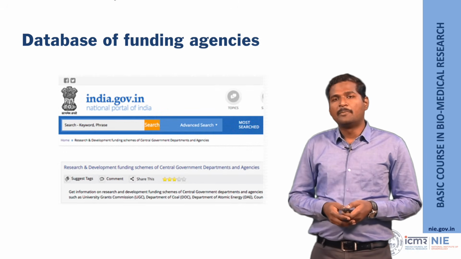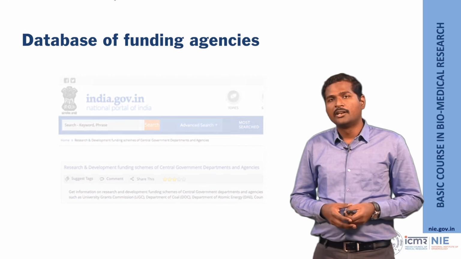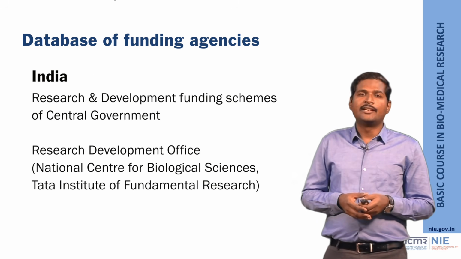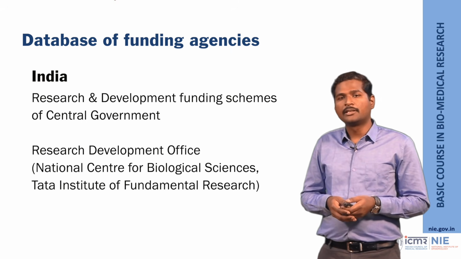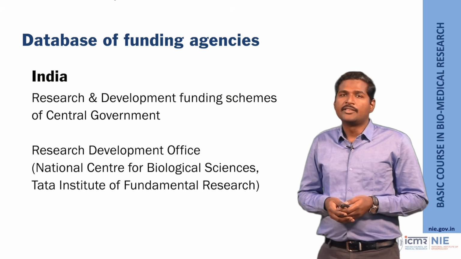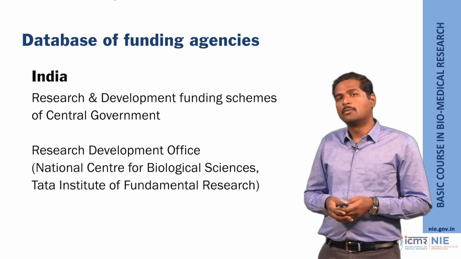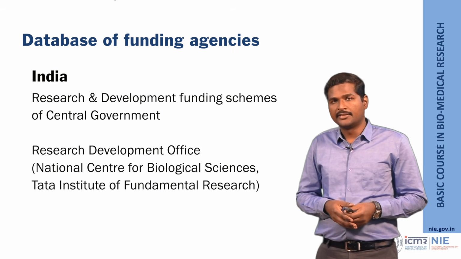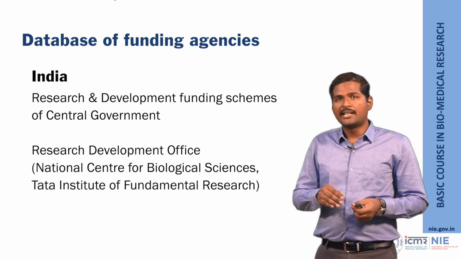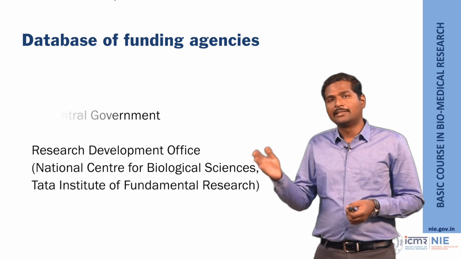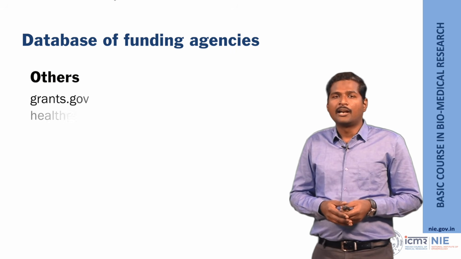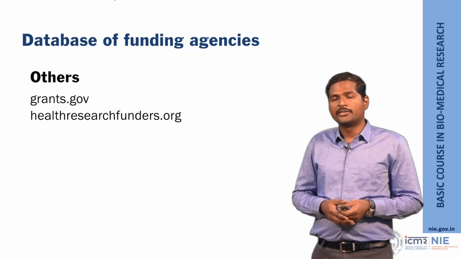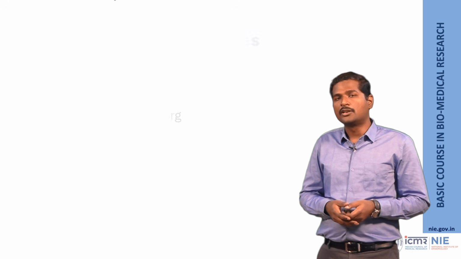These are some databases where you get information about funding agencies in one place. In India, you can look at the research and development funding schemes of central government, and you can look at the research development office of the National Center for Biological Sciences. So these are databases of different funding agencies. If you visit them, the different funding agencies are listed one by one and their calls are also listed. Other websites which provide such database services are grants.gov, healthresearchfunders.org.